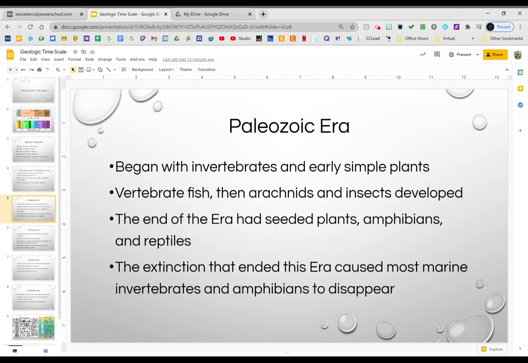The extinction that ends this era caused most of the marine invertebrates and amphibians to disappear. Marine just means things that live in the ocean. So, things in the ocean that did not have backbones, and amphibians like frogs and other things that live on land and in water. Those were the creatures that died in this mass extinction.